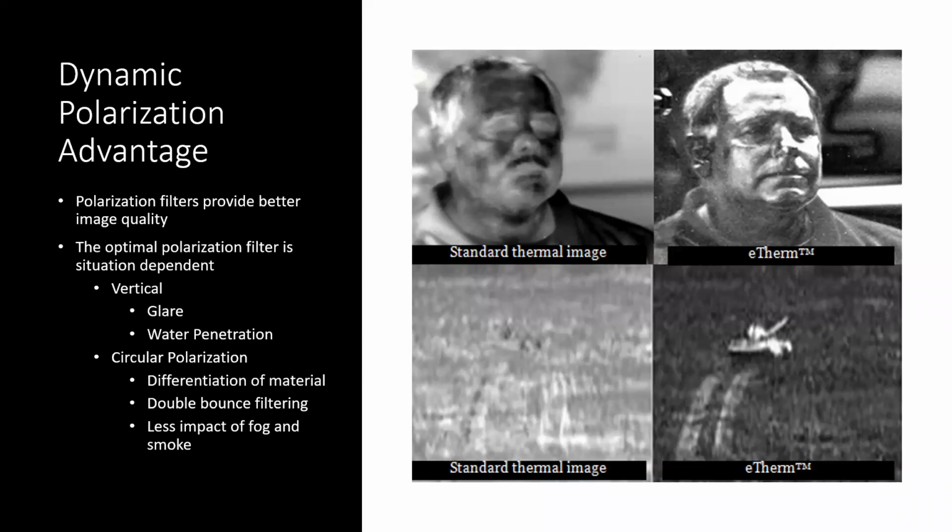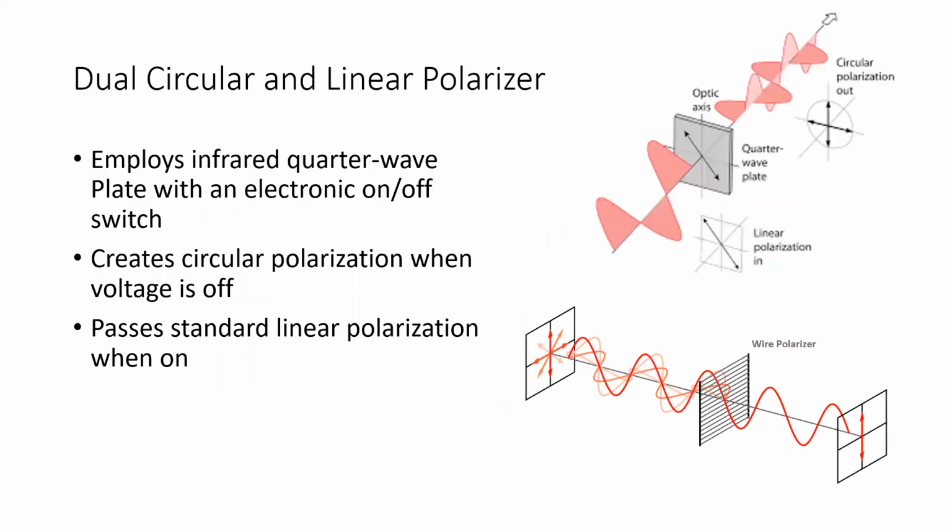They clean up images, get rid of glare, and help to see through water, light rain, fog, things like that. They also help to see through smoke. Infrared also has similar advantages: with the longer wavelengths, we can see through things like cloud cover and bad weather. The first polarizer I'll talk about is the dual circular polarizer and linear polarizer.